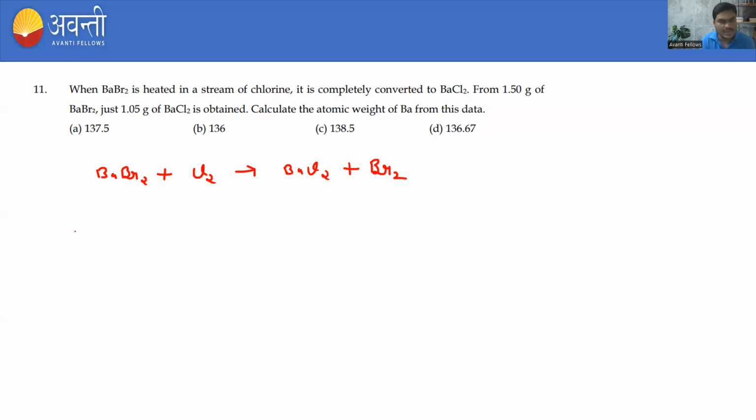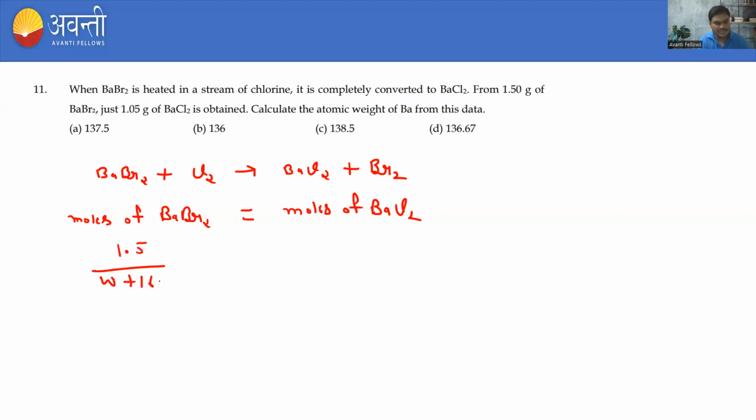Now, moles of BaBr2 is equal to moles of BaCl2. So moles of BaBr2 is equal to moles of BaCl2. What is the mole? That is 1.5 upon the weight plus 160. We know that, and their weight is also given.